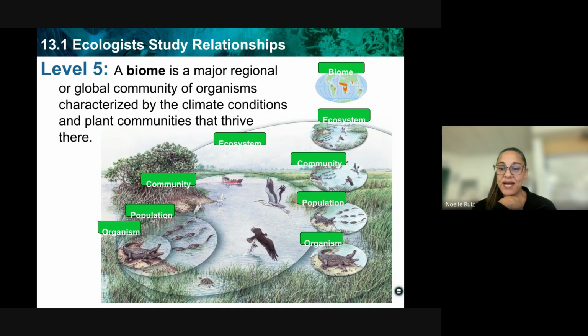The desert is a biome. The climate community, hot, dry, and its plant community is cacti. And there's a dozen different biomes all across the world.